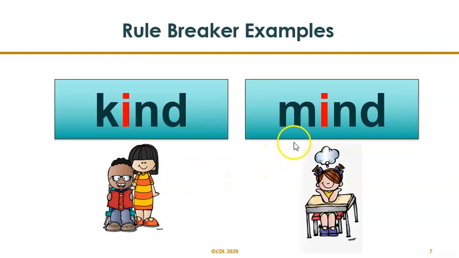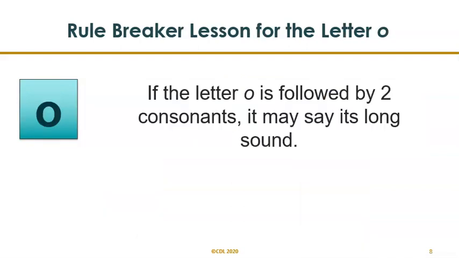Let's look at our next example. Mind. There's the letter I. The vowel is highlighted in red, and it ends in two consonants. Mind. Do you hear the short sound or the long sound? The long sound.